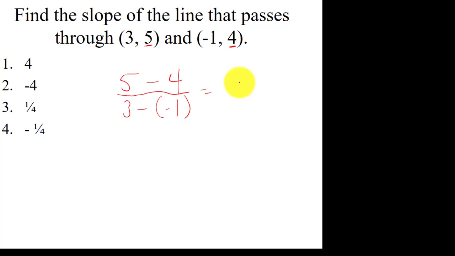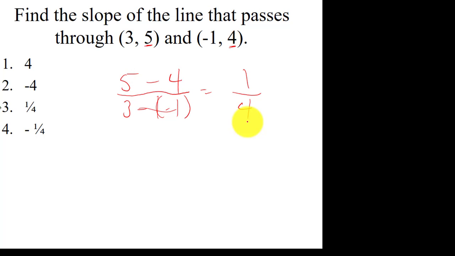So 5 minus 4 is going to give me 1. 3 minus negative 1. I've got two negatives there, so I'm really going to add. Going to give me 4. So the slope of the line through those two points should be 1/4.